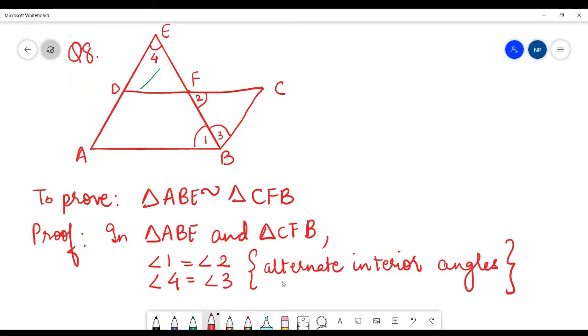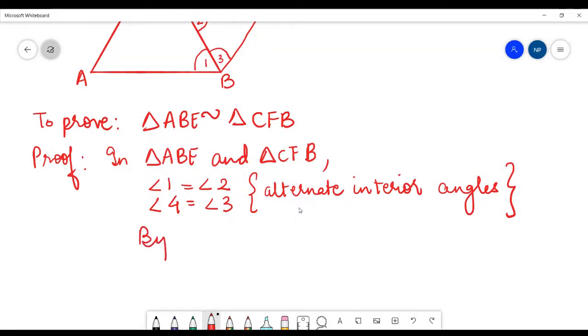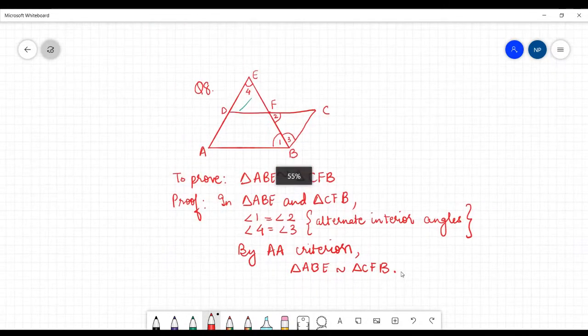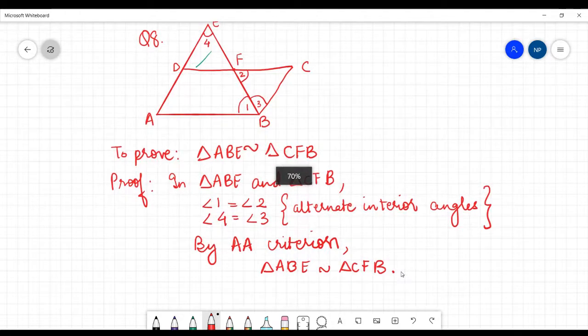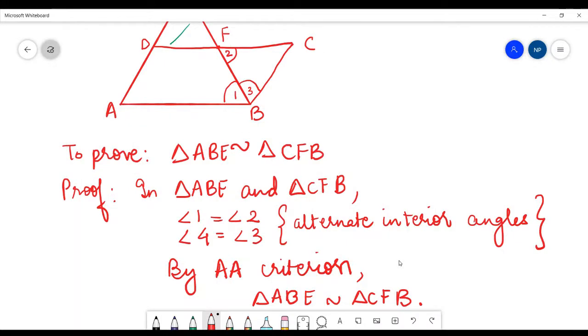Now over here we have proved that the two angles are equal. So here we can write, by AA criterion, triangle ABE is similar to triangle CFB. Hence proved. I hope this is clear, children. This is your complete solution. Let us move on to the next question.